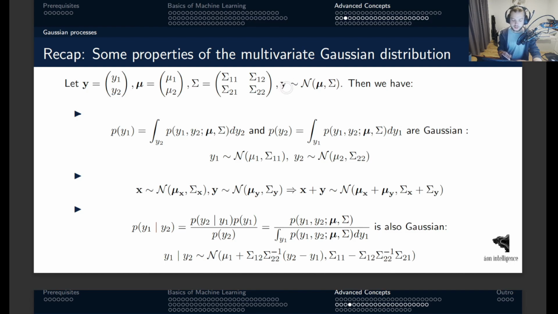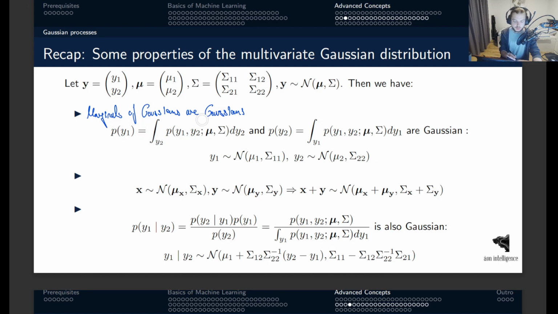And now we suppose that this random vector y is distributed according to the multivariate Gaussian distribution, parameterized by this expectation mu and the covariance matrix sigma. And given this setup, we have three really important properties. The first one is that marginals of Gaussians are also Gaussians.